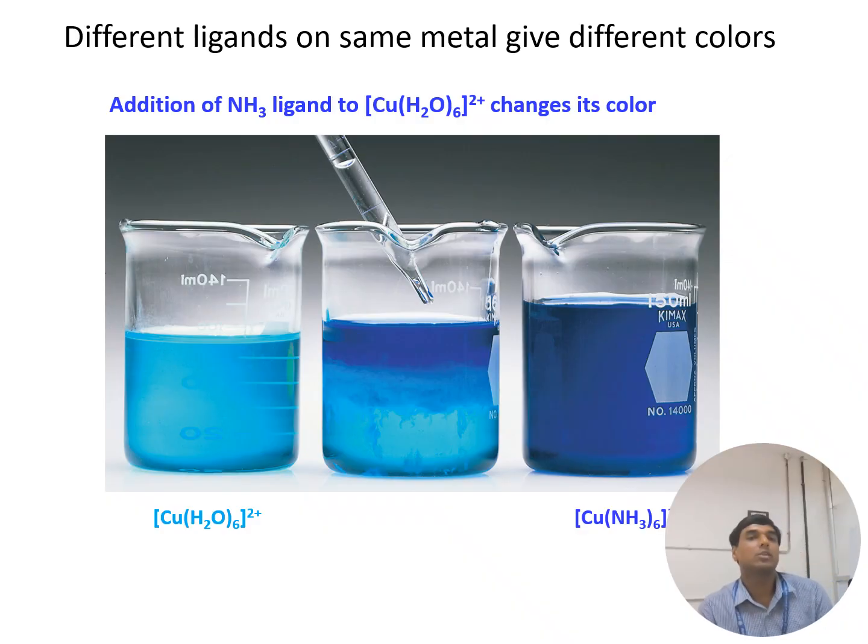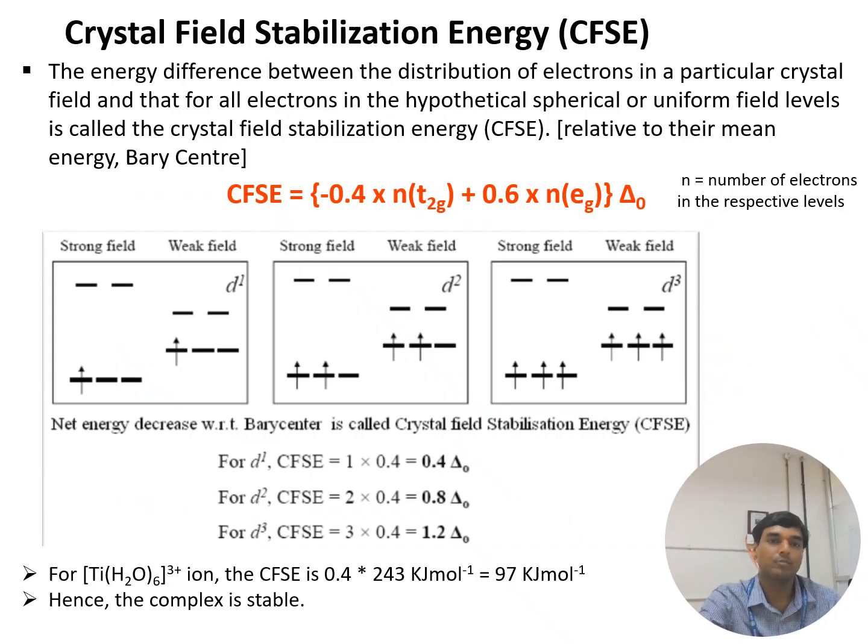Now different ligands on the same metal give different colors. For example, copper pentahydrate is a blue color, but the hexaammine copper complex is a light blue to blue color.